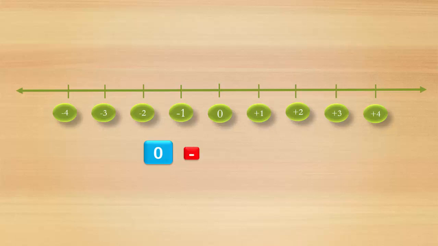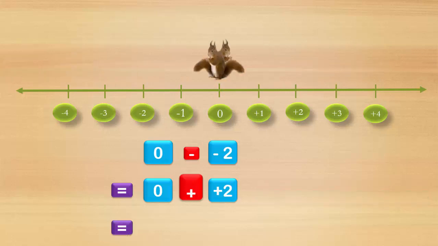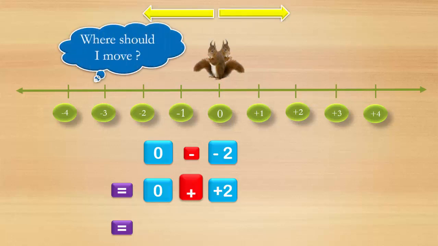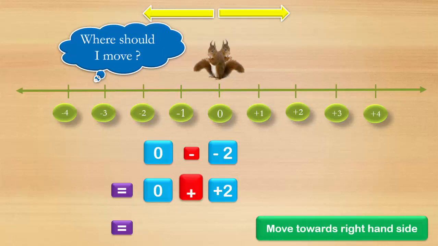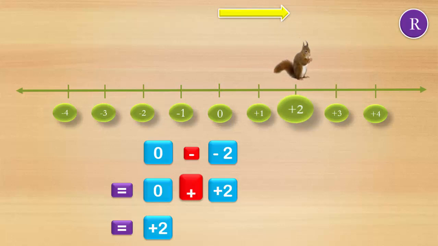Let's move further. 0 minus negative 2 is equal to 0 as it is. The sign will change, plus, and positive 2. The squirrel is on 0. Directions are showing once again. Where should I move? Move toward the right hand side. 1, 2. So the squirrel is on positive 2. So the answer is positive 2.